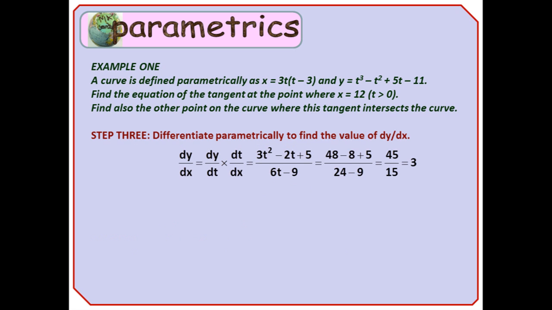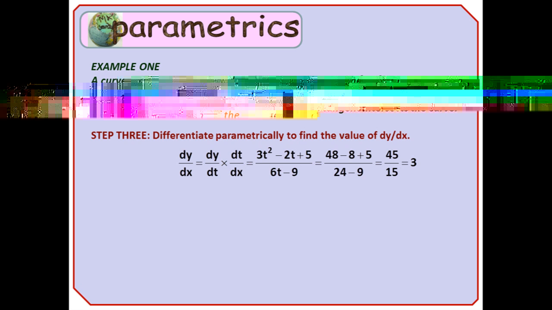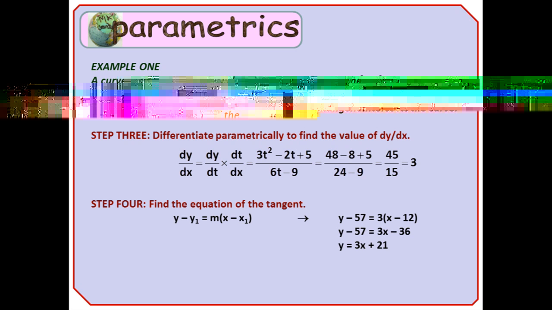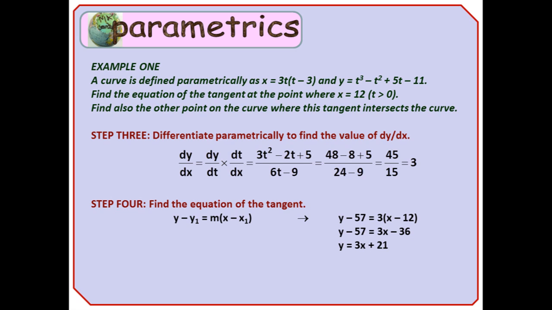Step 3. Differentiate parametrically to find the value of dy by dx. That's just the same as dy by dt divided by dx by dt, and once we've substituted t equals 4, we get a gradient of 3. Step 4. Find the equation of the tangent. Use the standard linear equation with x equals 12, y equals 57 and m equals 3, and we get y equals 3x plus 21. That's the first part of the question solved.